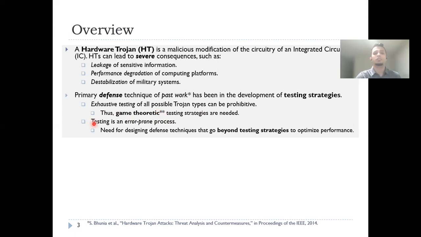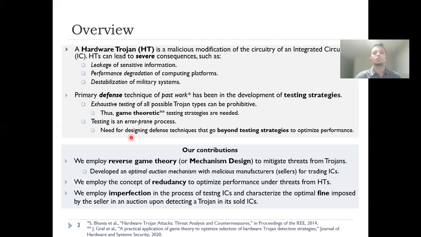One thing we also have to be mindful of is that testing is actually an error-prone process. So we have to design some different mechanisms which can go beyond testing and can optimize the system performance. Which brings us to our contribution. Our goal in the paper is to employ reverse game theory, or mechanism design, to mitigate threats from Trojans.